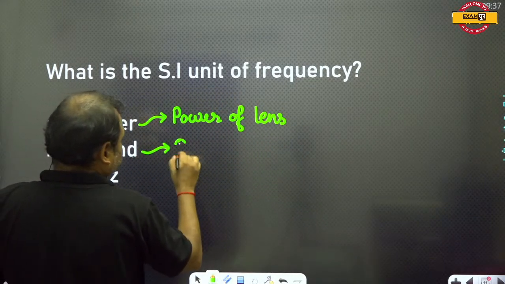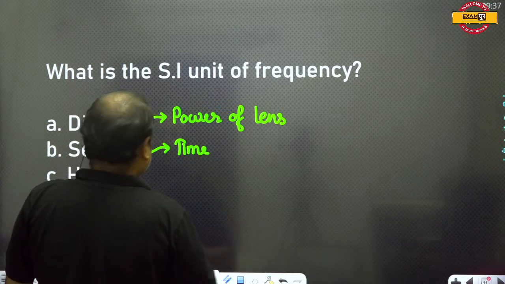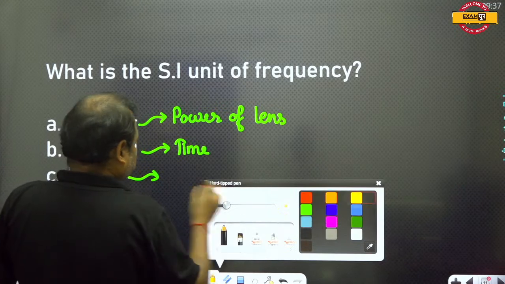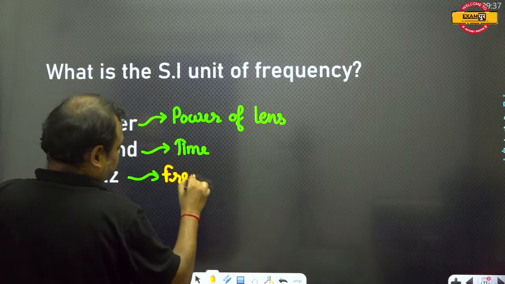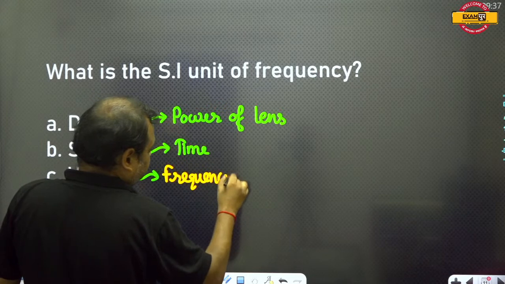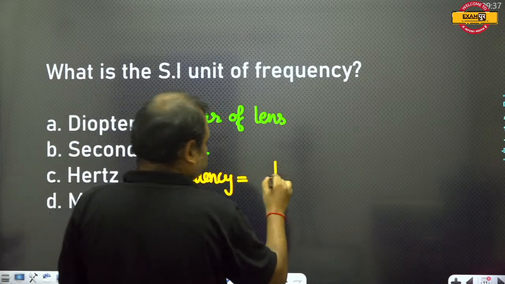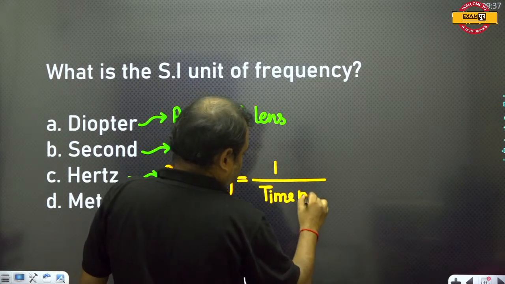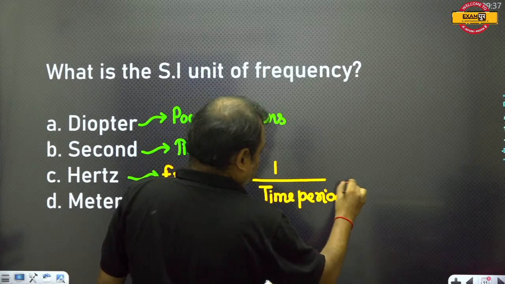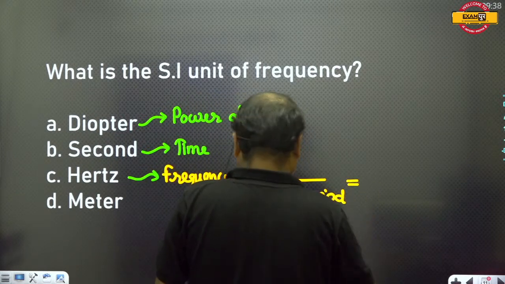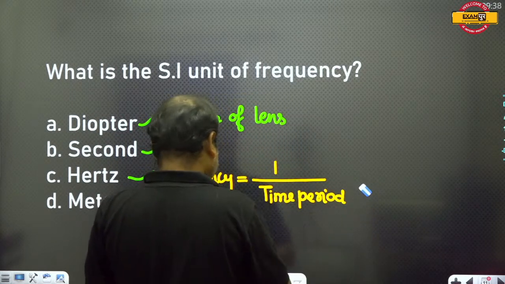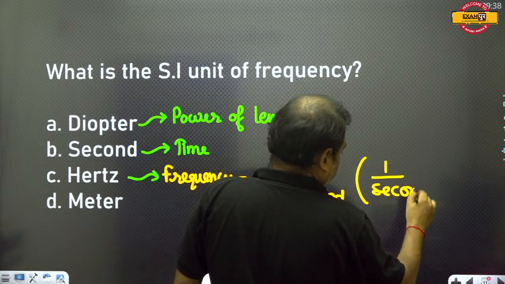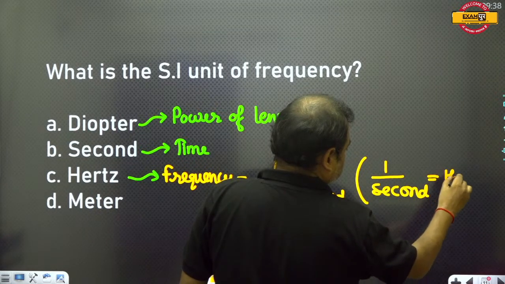Second, this is the unit of time. Hertz, this is the unit of frequency. Actually, frequency can be described as 1 upon time period. So the unit of frequency can also be written as 1 upon second. So 1 upon second, this is also known as hertz.